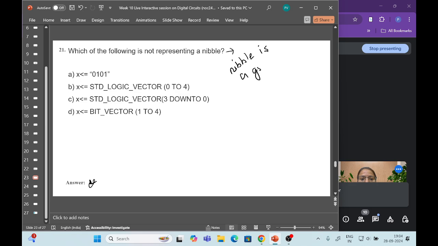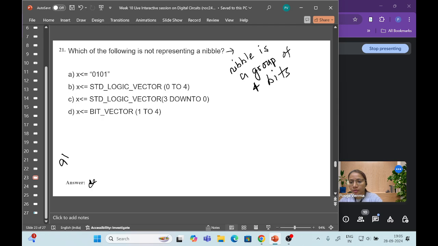A nibble is a group of 4 bits. So let's go option by option. Option A is X equal to 0, 1, 0, 1. It is a group of 4 bits. That means it is representing a nibble. So it is a correct one.